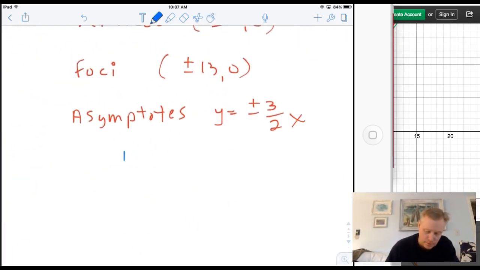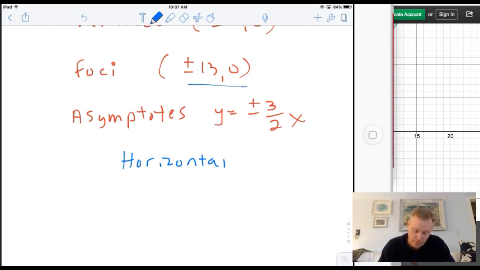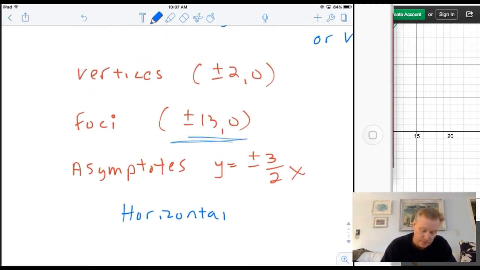Welcome back. All right, horizontal. How could I tell? Well, the foci are on the x-axis. That would be one way. The vertices are also on the x-axis. That would be another way.